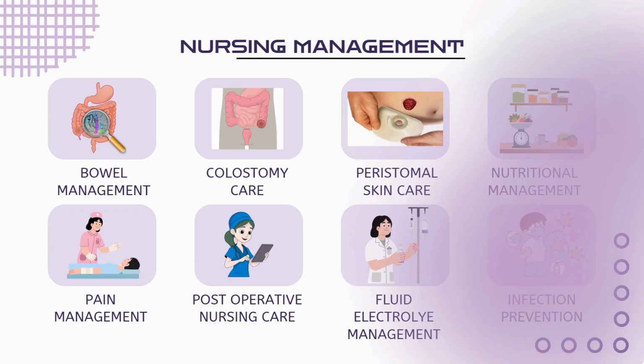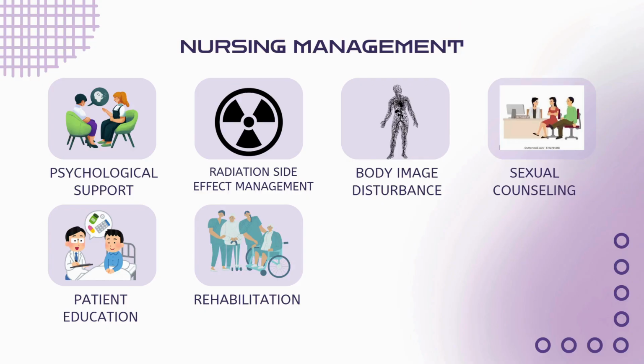Then fluid electrolyte management. Patients may develop fluid imbalance due to diarrhea, vomiting, colostomy losses, and surgical drainage. The nurse should monitor intake output, assess hydration, monitor electrolyte levels, and administer IV fluids as prescribed. Signs of dehydration include dry mouth, hypotension, weakness, and reduced urine output. Then the patient may also require psychological support.